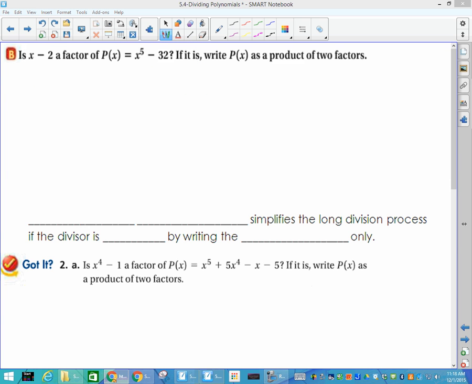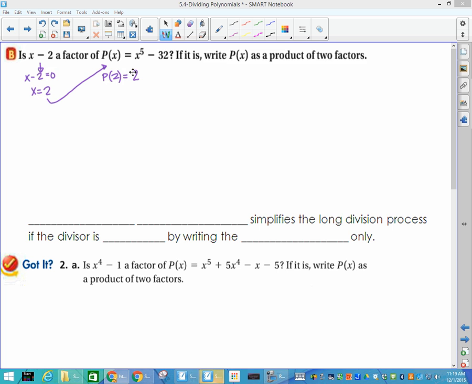Okay, so look at this problem here that says, is x minus 2 a factor of this polynomial? So the factor theorem that we just talked about: if it's a factor, then what is the related root? Remember, this is what we did. The related root is going to be x equals 2. So if I plug in 2 into this, p of 2, and I get 0, then I know it's a factor. That's what that theorem says. If p of a equals 0, then x minus a is a factor.